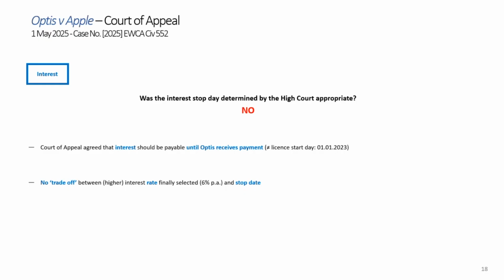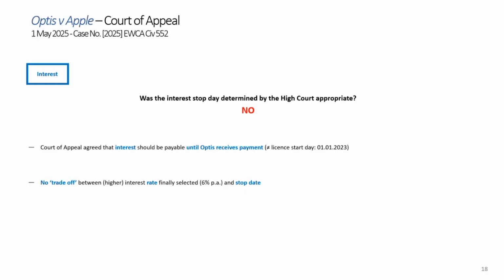Optis was not satisfied by that, and it said, well, if you have an interest rate for the past, it should basically apply until there is an actual payment, which is, I think, the common way these interest rates are calculated outside of our context here. And the Court of Appeal agreed with that. So it found that it was not correct to have an interest stop day at the day on which the license should enter into force, but that interest should be paid to Optis until actual payment is done.